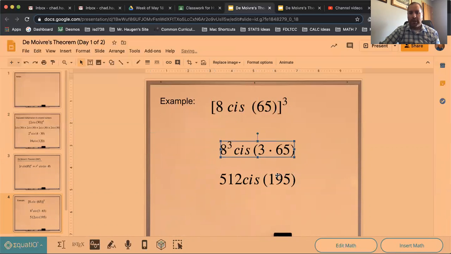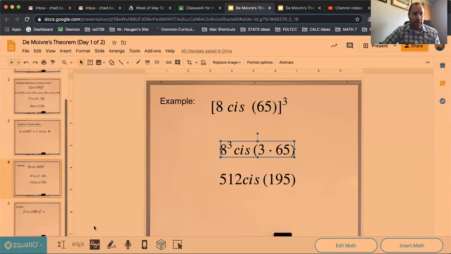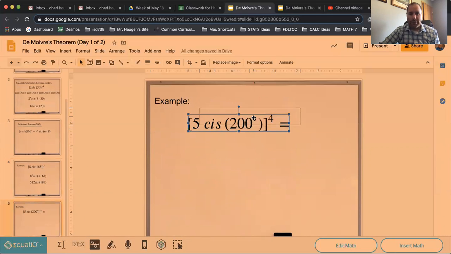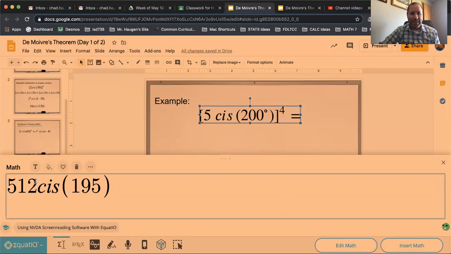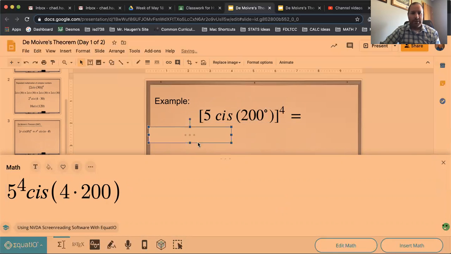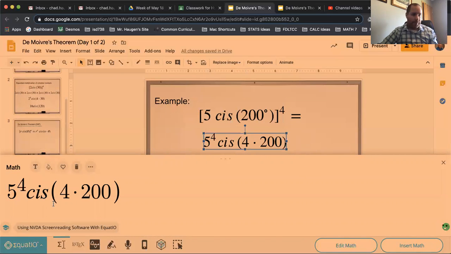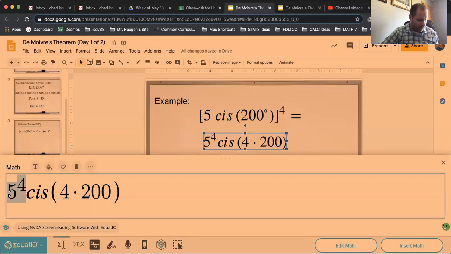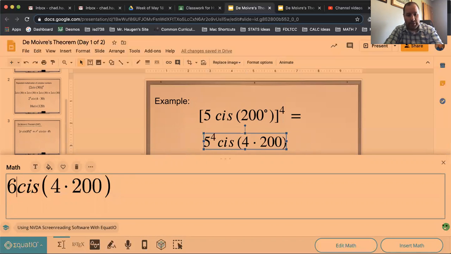So there's step one, and there's step two. That's de Moivre's theorem. Here I'm just going to show one more example. If we had this thing, again, same type of thing. Here we would go 5 to the 4th power, and here we would go 4 times 200 degrees. I'm not going to put the degree symbol in there because it takes a little while to type that in. But in here, same type of thing, 5 to the 4th, not too bad. I forget what that is off the top of my head. Something times 625. Oh, no, it is 625. Whoopsie daisy. Okay, 625 there. And then 4 times 200 is 800 degrees.